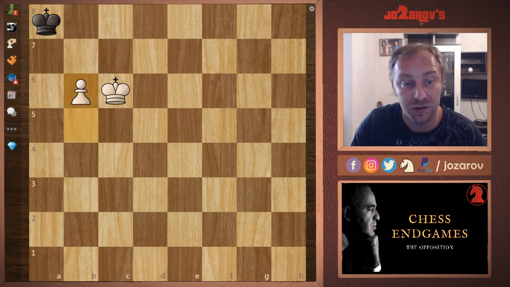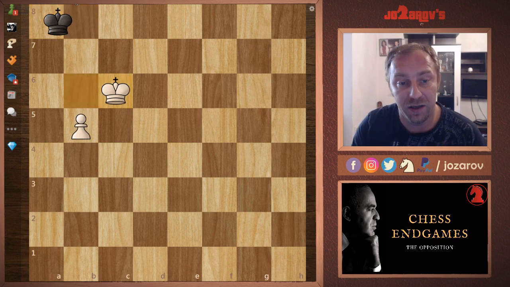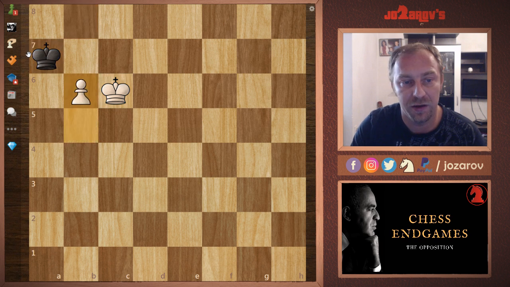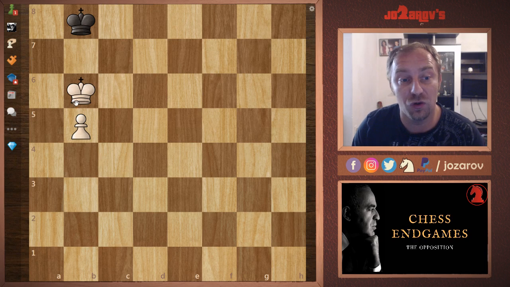But as I said, after this potential mistake by white, king to c6, in this position you should go first king to a7, and now, as I said, it's a draw. What white should do in this position is to go with the king to a6.